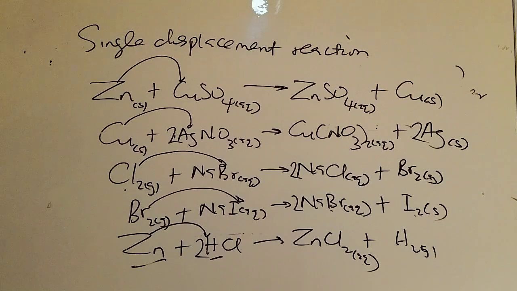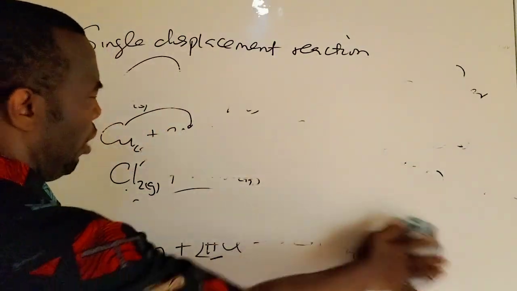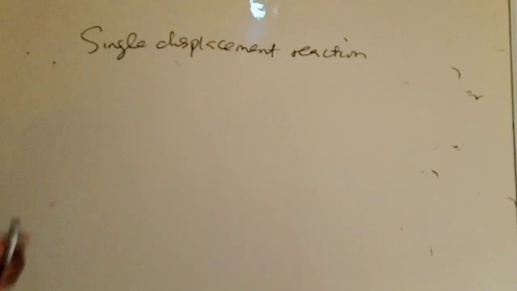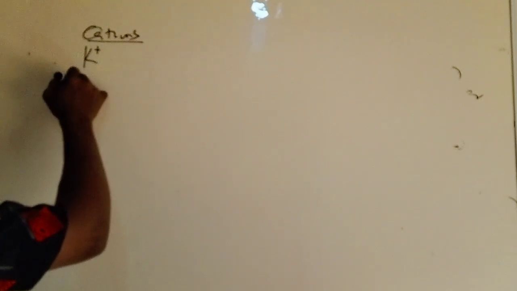How do you know whether the reaction can take place or not? How do you know which metals are more electropositive than others? That will take me to our activity series. That will help you as a student to know that. We have the activity series for cations. Cation refers to positive ions. We have anions. So cations have this with their charges.